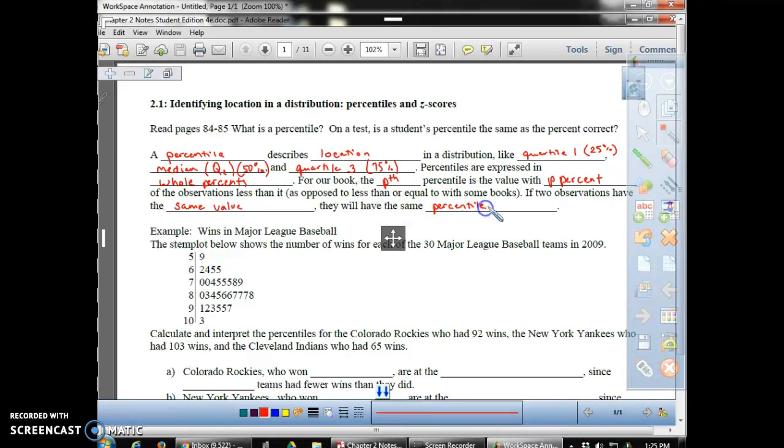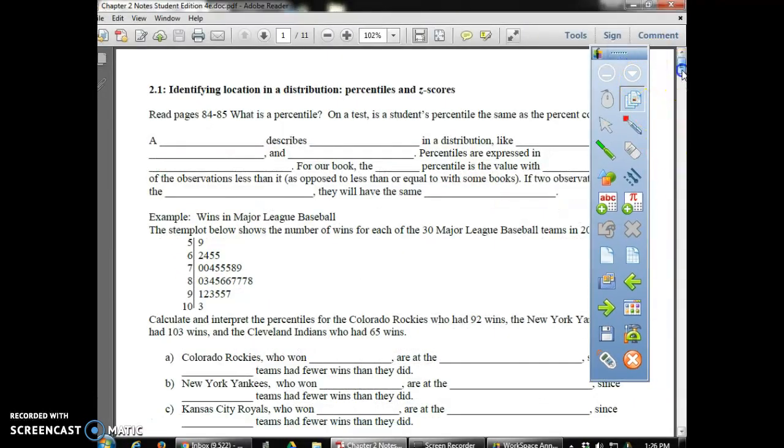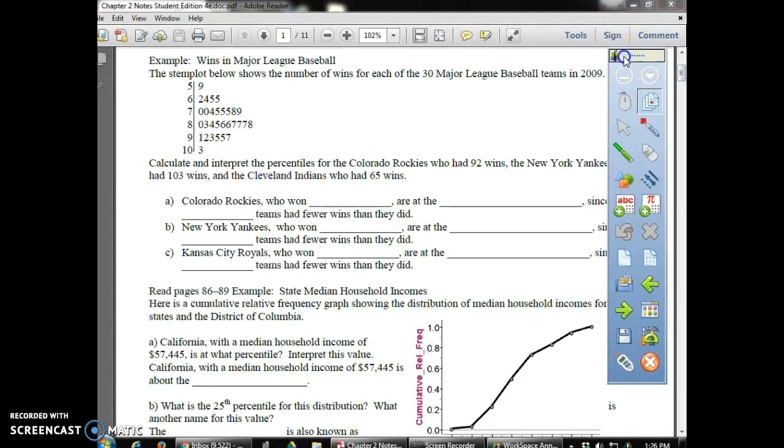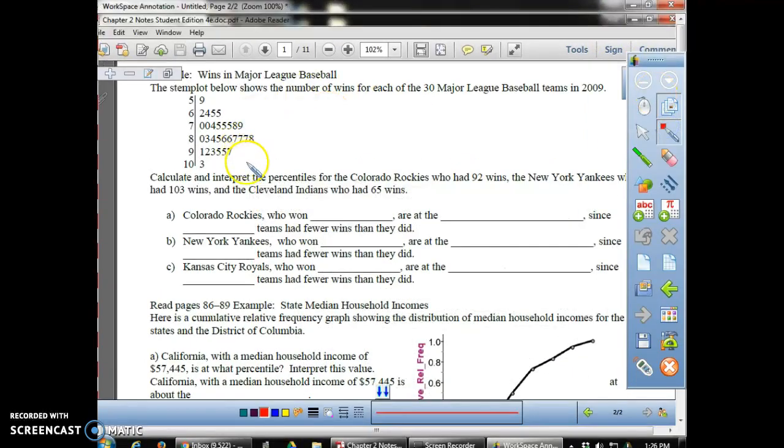So I want to do an example here because I think that's going to make a little bit more sense to you. But percentiles are all about telling you where your observation is located in the distribution. So I have a stem and leaf here. I want to calculate the percentiles for the Colorado Rockies, the New York Yankees, and the Kansas City Royals. It says calculate and interpret the percentiles for the Colorado Rockies, who had 92 wins. So let's go ahead and do that.